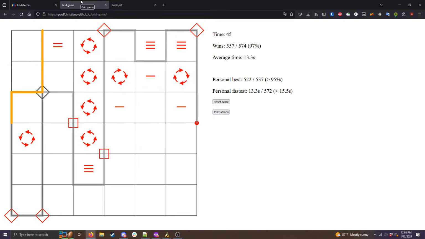Maybe I have to refactor this a little bit. That'll do.